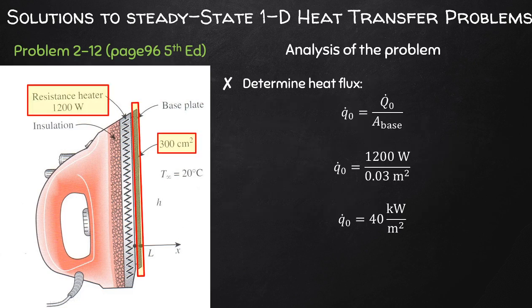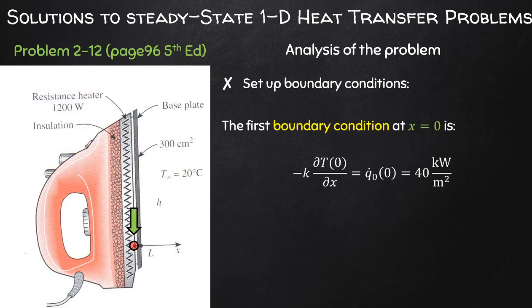So for this problem, we consider determining the heat flux first, which is quite easy, straightforward. It's calculated as 40 kilowatt per meter squared. Okay. Next, we consider our first boundary condition that involves heat being conducted through the base, and equate this to the heat flux, which we have just calculated. Now this helps us to define our first boundary condition, okay, as shown.